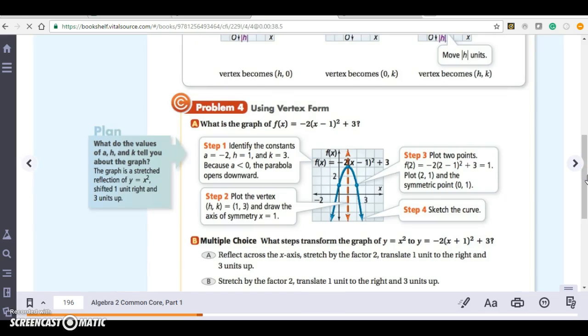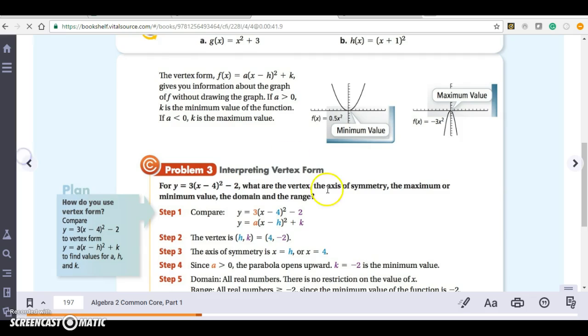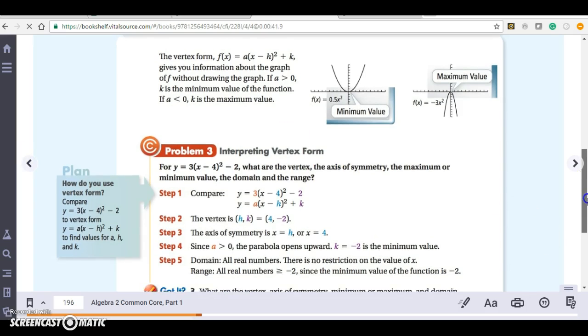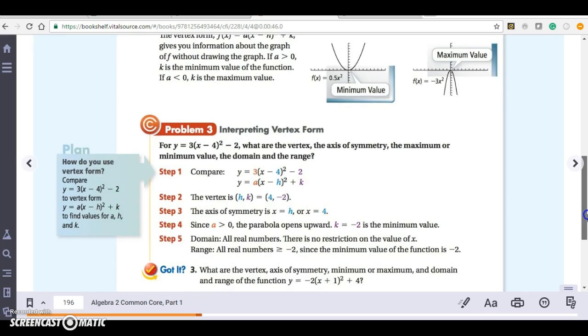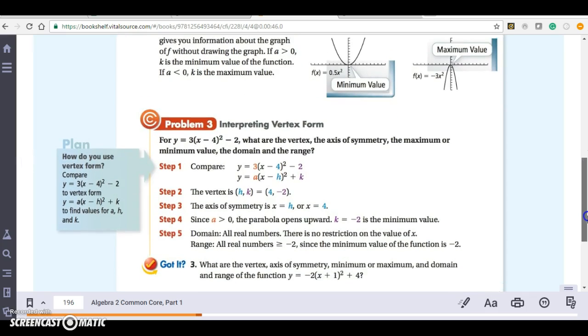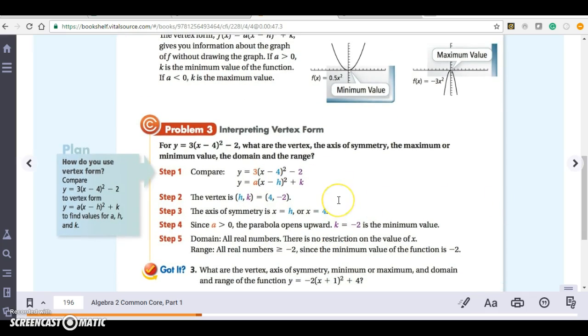So our vertex is at 4 and negative 2. The axis of symmetry is just my h value, so x equals 4 is my axis of symmetry. Since my a is greater than 0, I know that this is my minimum value. So my minimum value is this negative 2. And that lets us know something about the domain also.